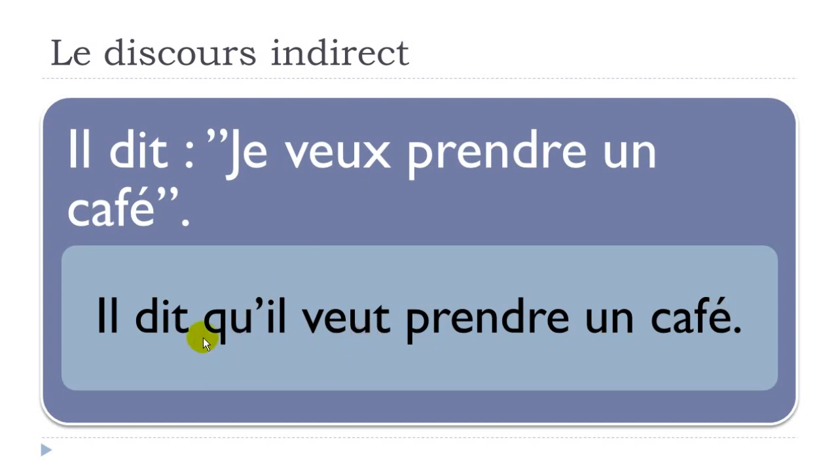So in that case, il dit qu'il veut prendre un café. And of course, as usual in French, this que, if there is a vowel after, so remember this will have to go away. So you will get this qu'il. Il dit qu'il veut prendre un café. Okay, so this is this discours indirect, so the indirect form of il dit je veux prendre un café. It will be transformed like il dit qu'il veut prendre un café.